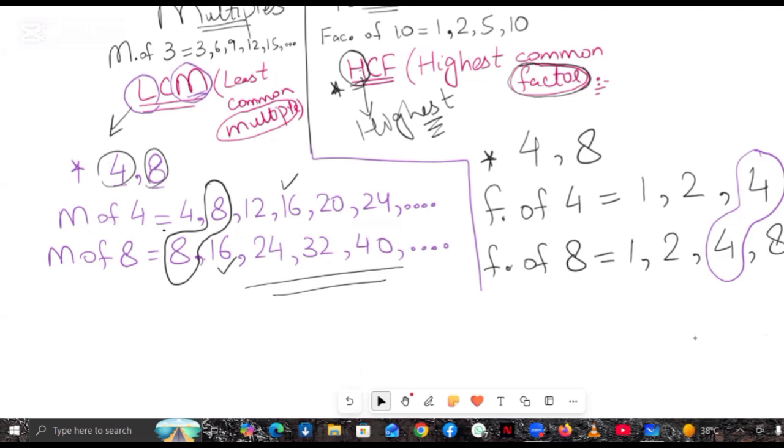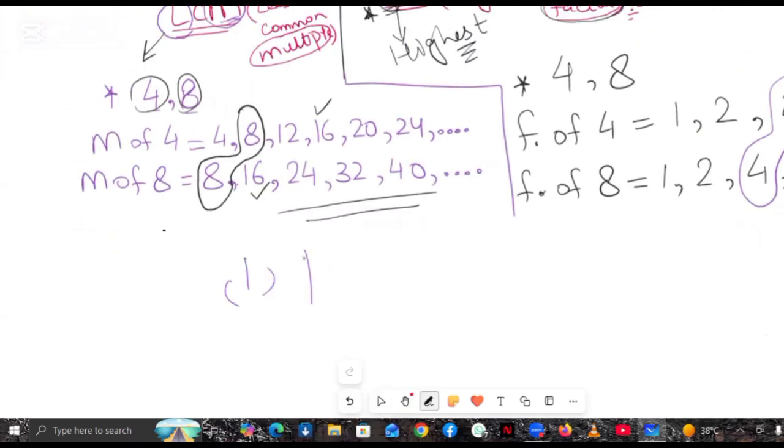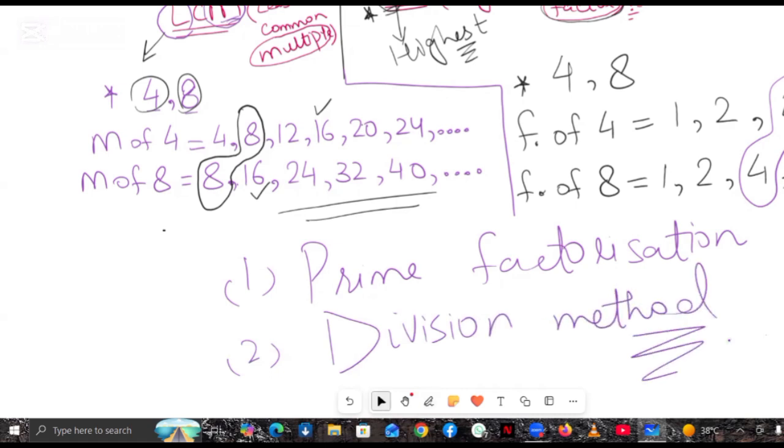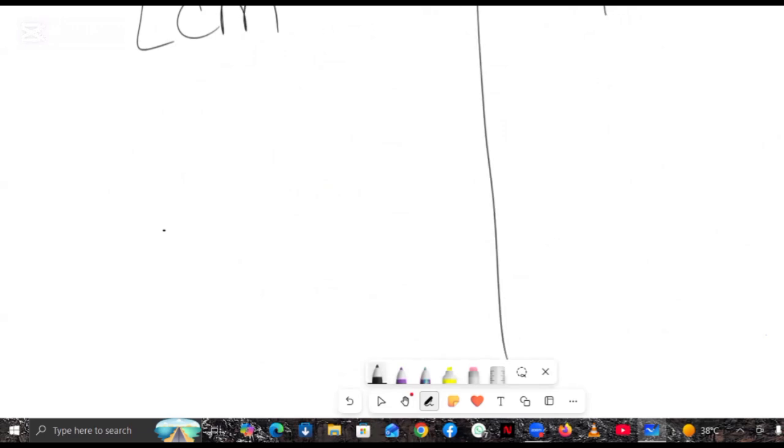Link 1. Okay, after that, now we have basically two methods. First one is the prime factorization method, and the second method is the division method. We have two methods to find HCF and LCM. First of all, we are doing the prime factorization method for LCM and HCF. First of all, HCF.